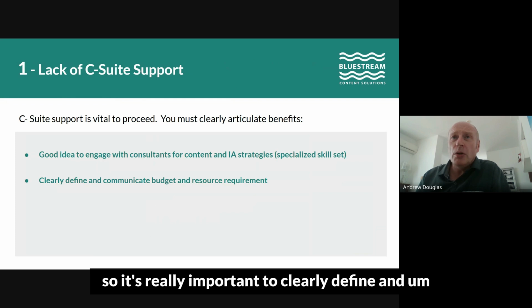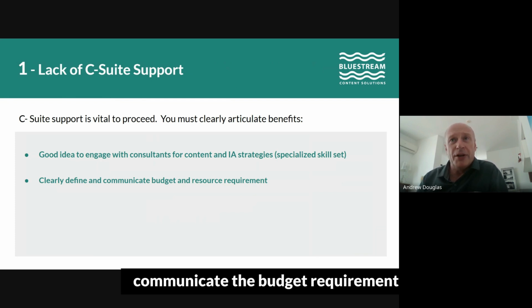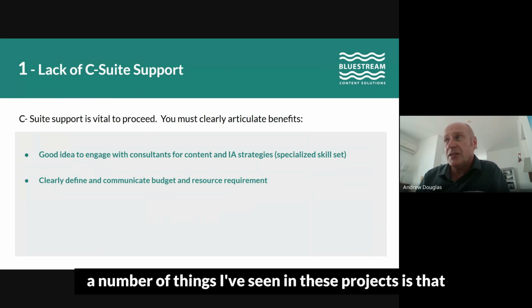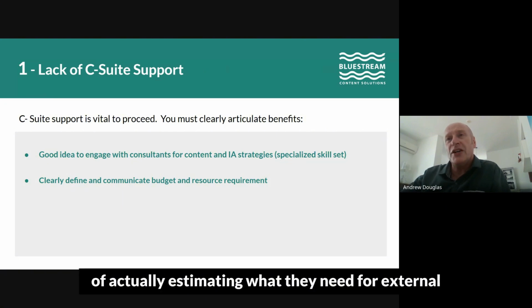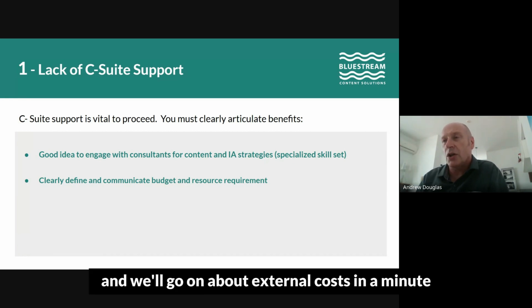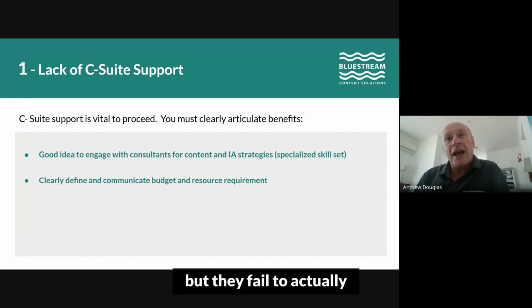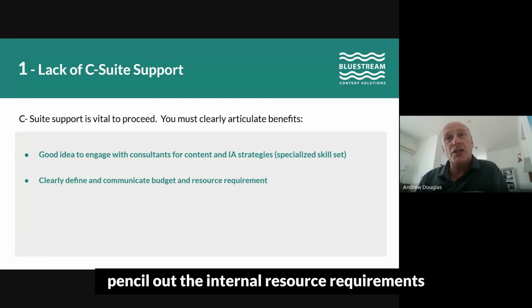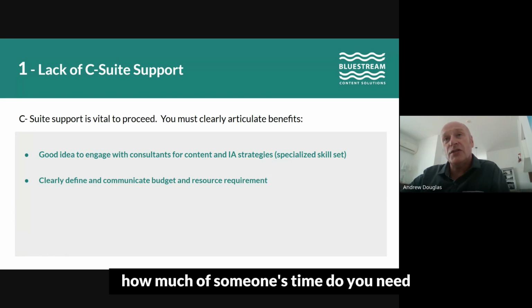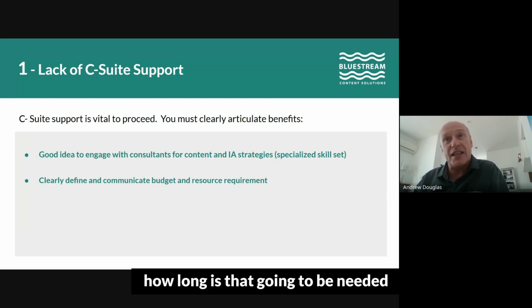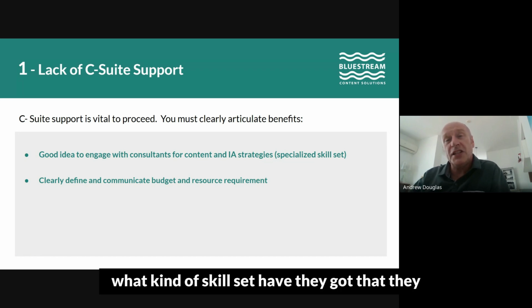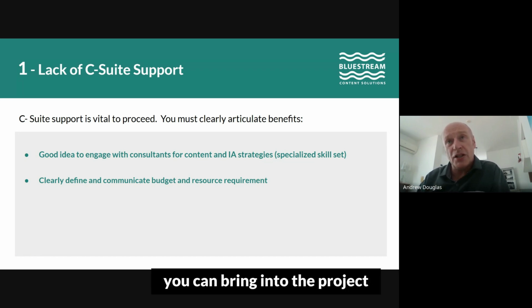So it's really important to clearly define and communicate the budget requirement and resource requirement. And the resources might also be internal. A number of things that I've seen in these projects is that the team have done a good job of estimating what they need for external, so the software, and we'll go on about external costs in a minute. But they failed to actually pencil out the internal resource requirements. How much of someone's time do you need? How long is that going to be needed? What kind of skill set have they got that you can bring into the project?